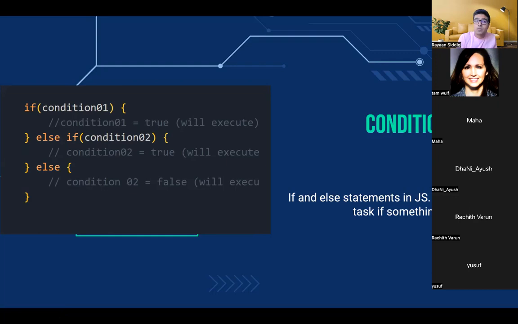And in this sense, the first condition could be if the light is green, then I go. So the go would be in this bracket in this first condition. Otherwise, if the light is red, then I stop. So it's exactly how you think about it. Conditionals are if-else statements. Their task is to execute a piece of code if a certain condition is met.